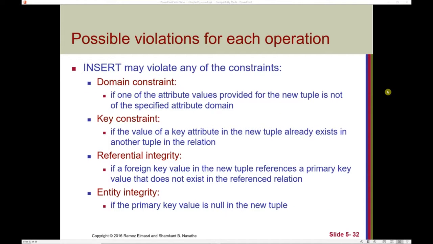What are some possible violations for each operation? So if you are inserting a new record into the database, first you have to be sure that the attribute values are within the domains. We have a domain constraint. We also have the other constraints we talked about. If the value of a key attribute already exists, so if you already have a specific value for a primary key, then you won't be able to make that insertion.